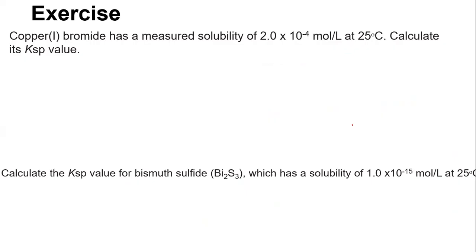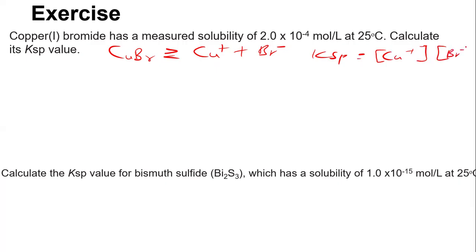There's another question for me to try. This one, they are giving me the solubility and they are asking me to calculate the Ksp value. That's the constant. So copper bromide, CuBr, this is copper 1 bromide. The equation I would have is Cu plus and Br minus, right? Now the Ksp expression would be the concentration of Cu plus times the concentration of Br minus, right? Now at equilibrium, if this is X mole, this is also X, right?